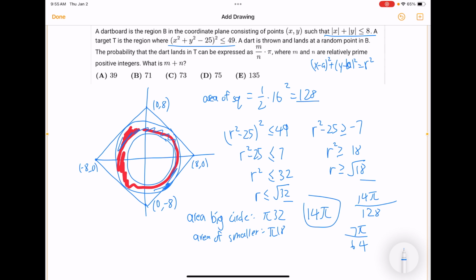It tells us that it's m over n times pi. So m is 7, n is 64. We can add these two together to get 71. So the answer is B, 71.